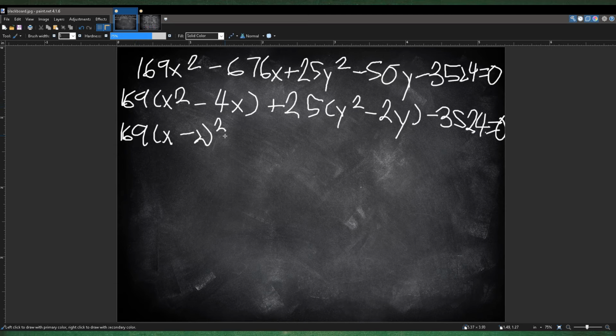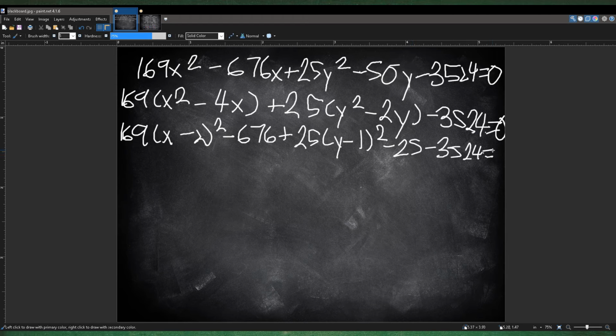So 169 times 4 is 676. So you gotta subtract that 676. And then you have to add 25. For y, -2 divided by 2 is -1, so that'll be y minus 1 squared. That's y squared, that's -2y, and that adds a 1. And then since it's multiplied by 25, that gets plus 25, so you need to minus that 25 out.